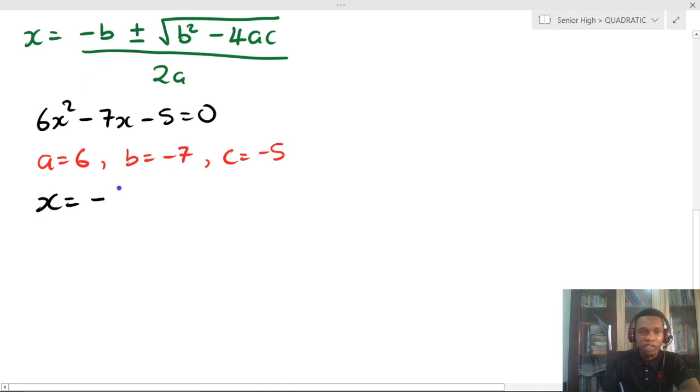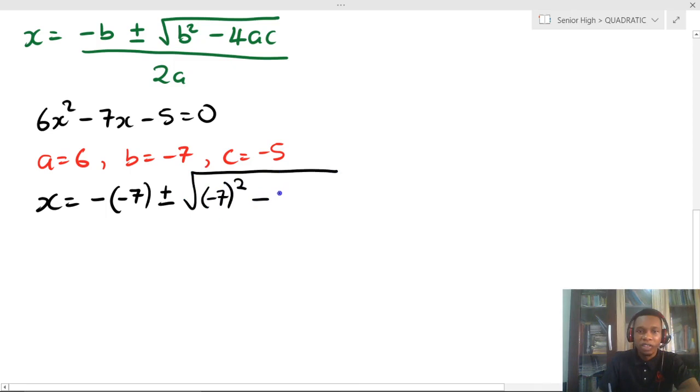So it is minus bracket. Our b is minus 7, so put the minus 7 in the bracket, plus or minus square root. Our b again is what? Minus 7, right? So put minus 7 in the bracket, so it's power 2. Minus 4. Now what's our a? Our a is 6, so 4 times 6. And then our c is what? Minus 5, multiplying minus 5 also.